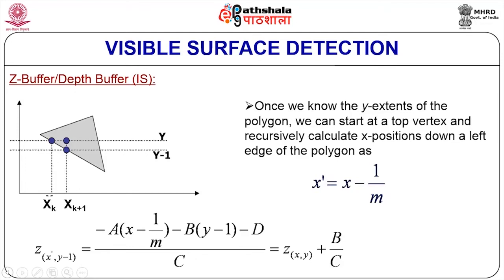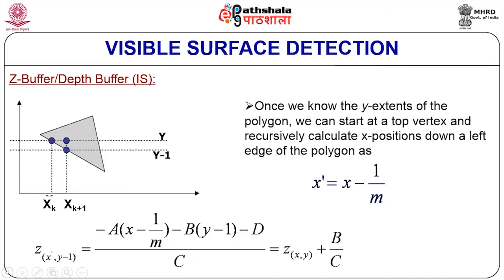As given there, the next x position x dashed is equal to x minus 1 by m. Substitute that in place of x in the previous equation for z, and what we get is minus A into (x minus 1 by m) minus B into (y minus 1) minus D by C, which is z(x, y) plus B by C. As we know, m is negative for an edge that is like this. So, m is negative, so the equation is x minus 1 by m.